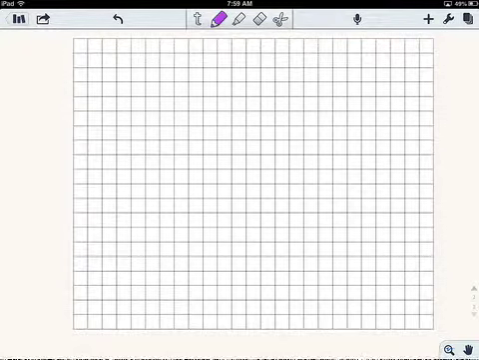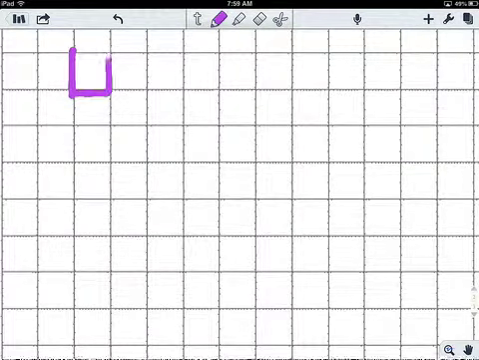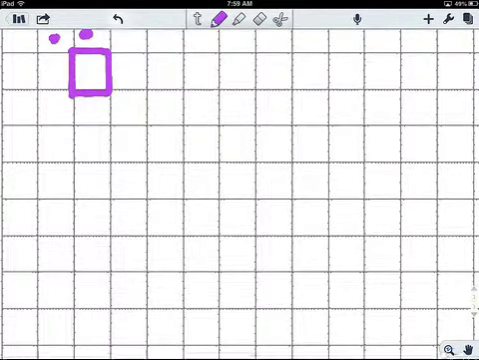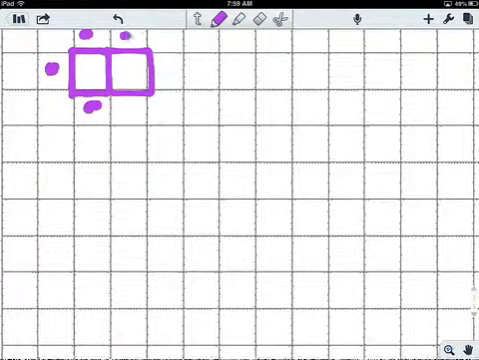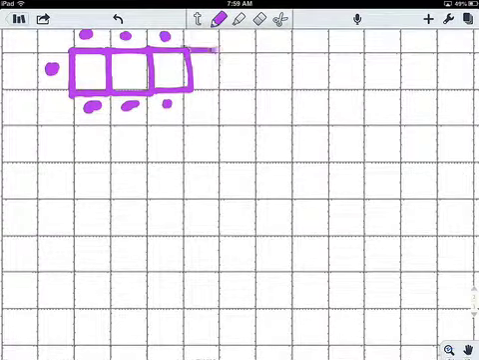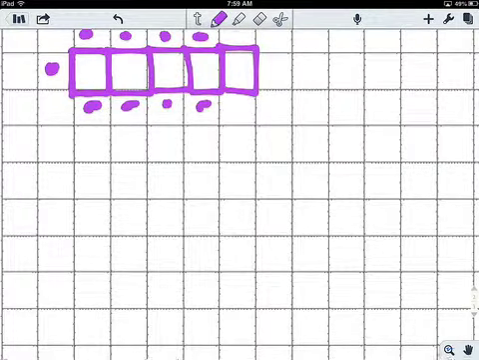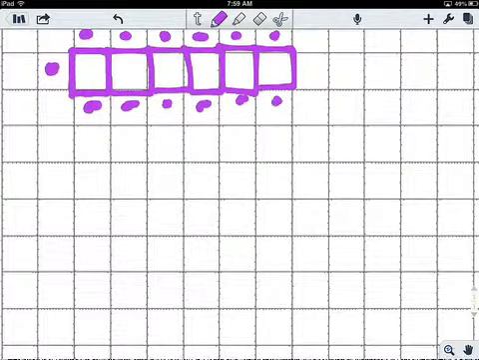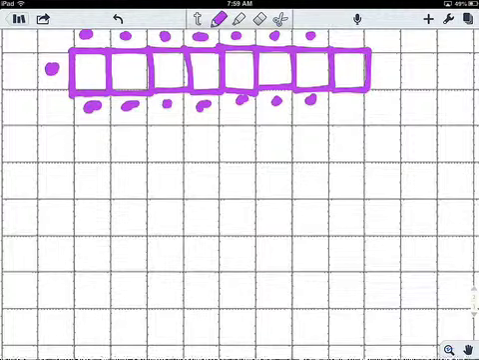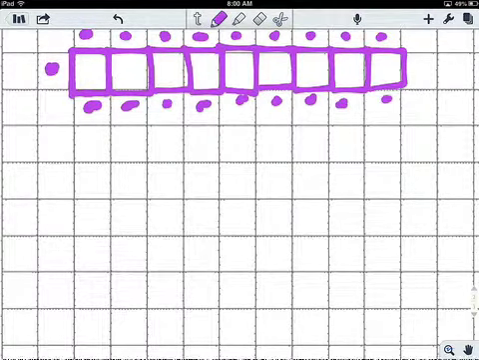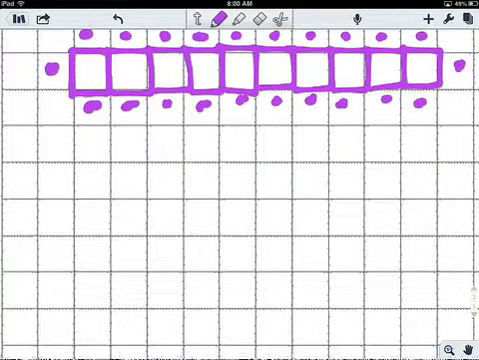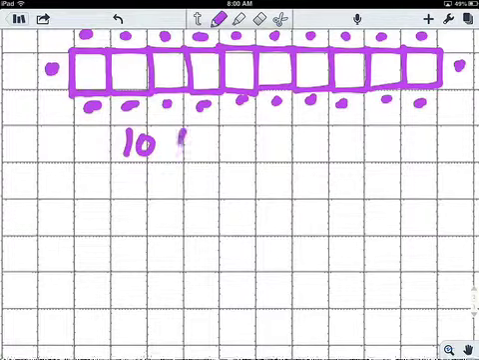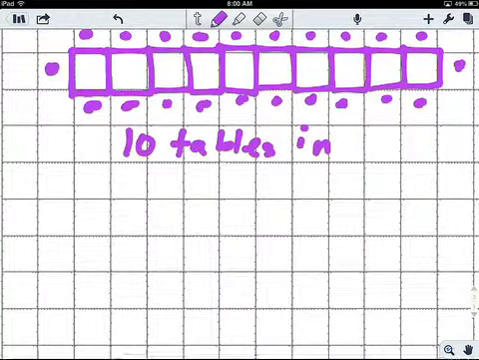The first thing I can think of is just one super long row of tables. I'm going to zoom in here. There's one table, and so we'll have 1, 2, 3 people, 4, 5, 6, 7, 8, 9, 10, 11, 12, 13, 14, 15, 16, 17, 18, 19, 20, 21, 22. So there's one arrangement. I'm going to try to describe it: 1, 2, 3, 4, 5, 6, 7, 8, 9, 10 tables. 10 tables in a row.